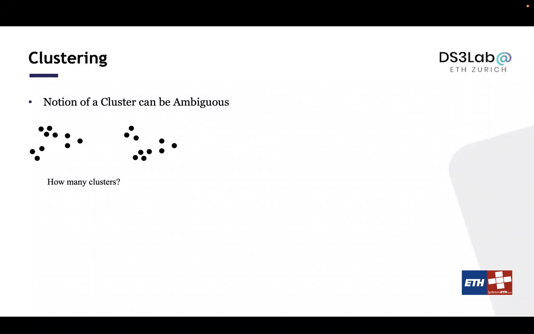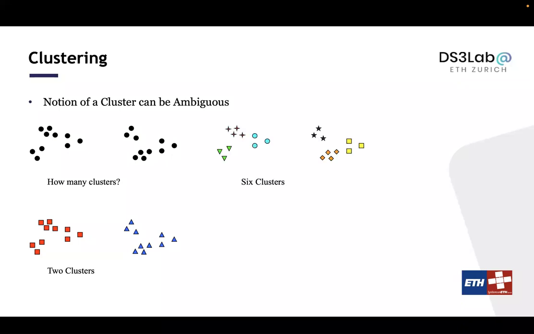Depending on what you think clusters really are, you could think there are two clusters: a cluster on the left-hand side and a cluster on the right-hand side. There could also be, for example, six clusters. For each of the bigger clusters, you can have smaller clusters.